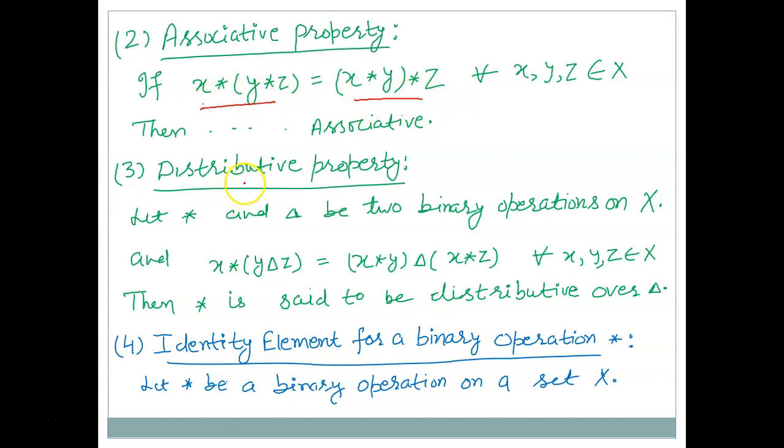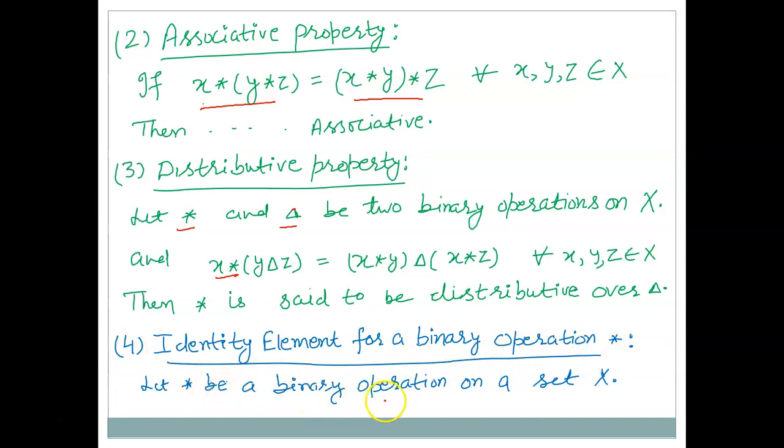Now for the distributive property, we require two operations. Suppose one is the operation star and another is the operation delta, two binary operations on X. Then star is said to be distributive over delta if delta is kept the same and x star is distributed over y and z: x star (y delta z) equals (x star y) delta (x star z). Similarly, we can also talk about the opposite situation, where delta is distributive over star. You put delta in place of star and star in place of delta. That is how we talk about the distributive property. And the fourth one is the identity element for a binary operation star.